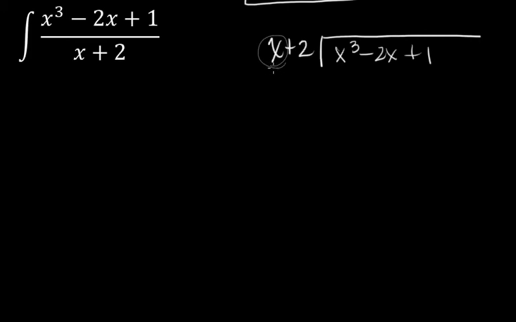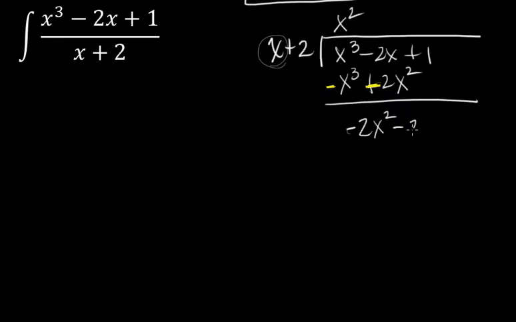Again, just looking at the highest degree term. X goes into x cubed, x squared times. x squared times x plus 2 is x cubed plus 2x squared. So now if you wish, you could change the sign. We're going to subtract. So change the sign and add if you like that. So the first terms always will go away, and we have minus 2x squared minus 2x plus 1. Adding these two polynomials together, just add them together if you change the sign.